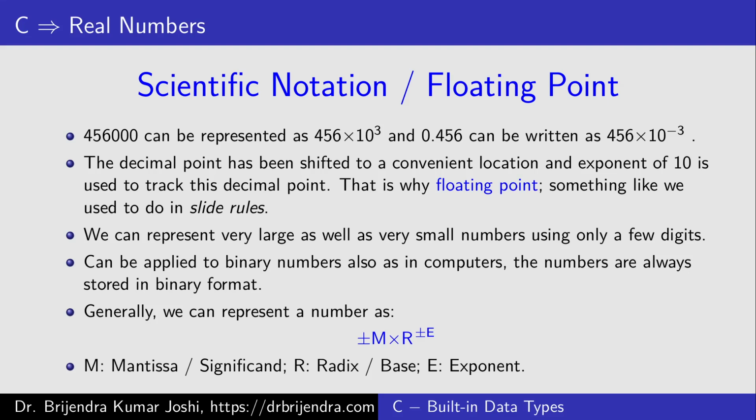In such a representation, what happens? For example, I have this number, 456,000. This can be represented as 456 multiplied by 10 to the power 3. Or 0.456 can be written as 456 multiplied by 10 to the power minus 3. What has been done? The decimal point has been shifted to a convenient location and the exponent of 10 is used to track this decimal point. That is why it is called floating point.